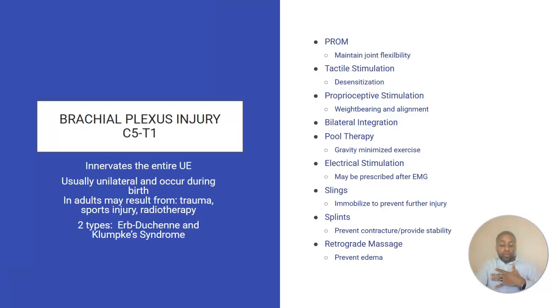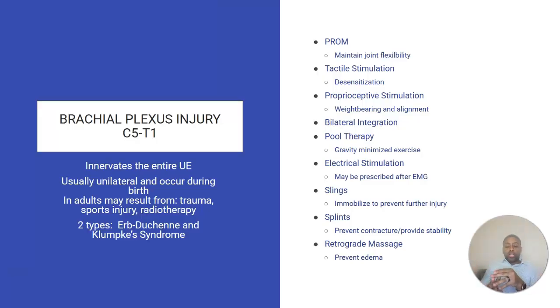One comes from the front and the other comes from the back. That allows for, again, the increased articulation of the glenohumeral joint in order to maintain its integrity. It's important to also consider potential use of splints to prevent contractures from taking place. And again, with any type of edema, retrograde massage would be helpful.